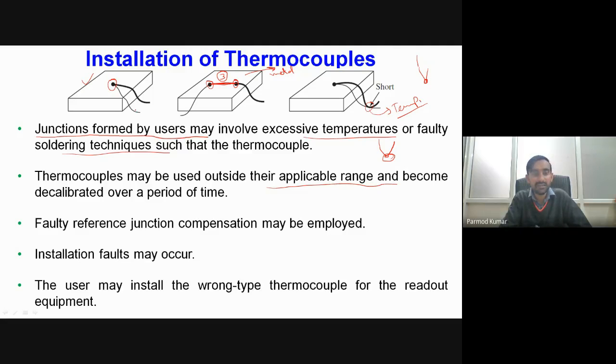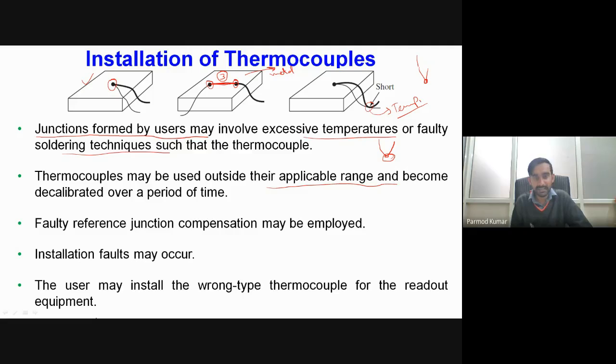Then we may have faulty reference junction compensation. Sometimes while you are using the reference junction, it may be faulty, so we have to take care of these things also. Then installation faults may occur. For example, I have shown over here these two types of installation faults. If we are not properly installing the thermocouple, then also we will have significant errors.